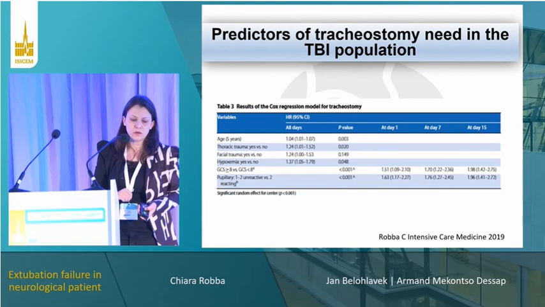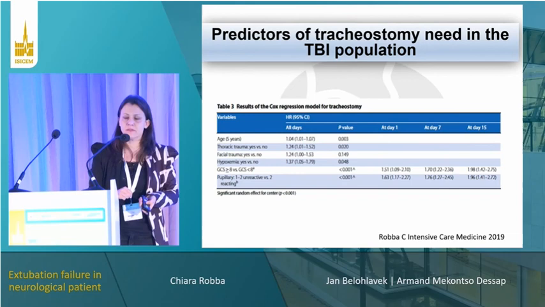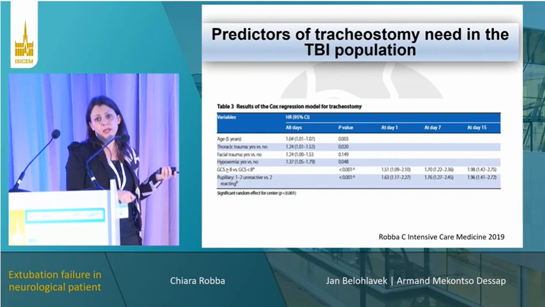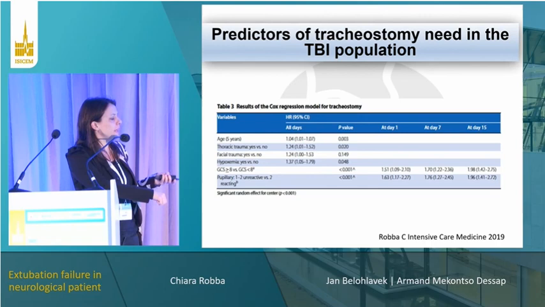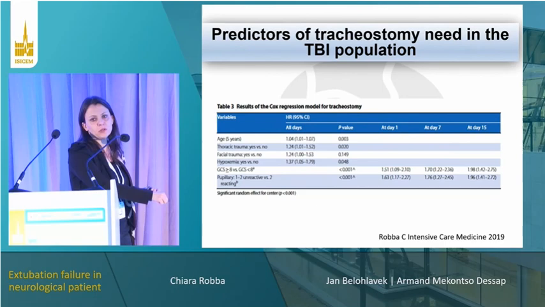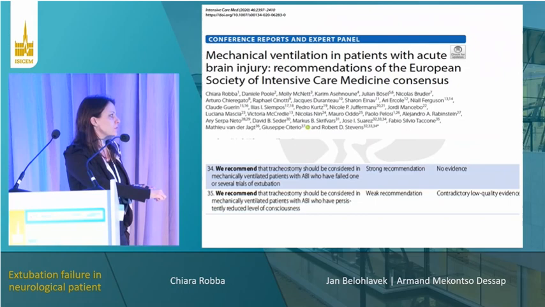A few years ago, we performed a sub-analysis of the CENTER-TBI study, where we considered only TBI patients, because brain injuries are different from one another. And we found as predictors the age, the presence of thoracic trauma, not facial trauma, and the poor neurological status requiring invasive ICP as predictors for need of a tracheostomy.